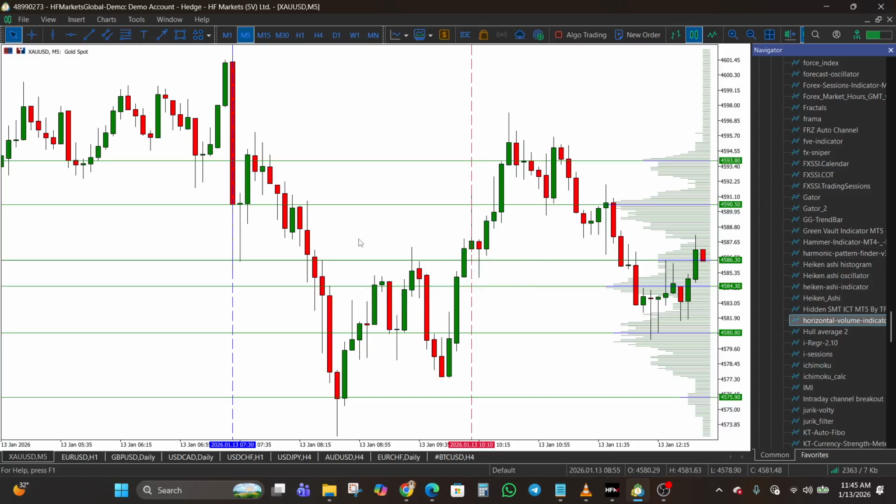All right, but do not depend on one indicator alone. You should always have confluence, right? You should always have confirmations. Pay attention to your candlestick patterns, your chart patterns, right? And do not neglect the aspect of risk management.